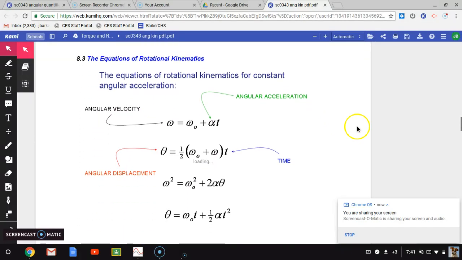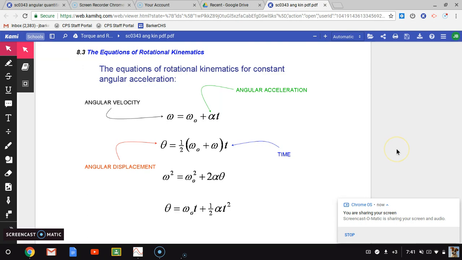In rotational kinematics, we have a similar set of equations. Any equation that had a v in it, the v gets replaced with omega. A v naught gets replaced with omega naught. And a gets replaced with alpha. The one that stays the same is t. So here we have our equations for constant angular acceleration, and these do only work when acceleration is constant.